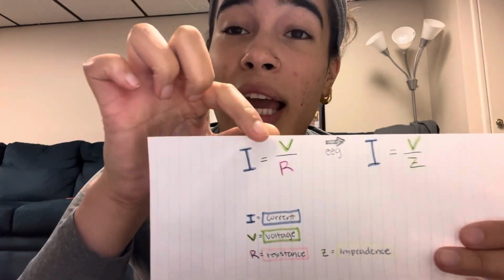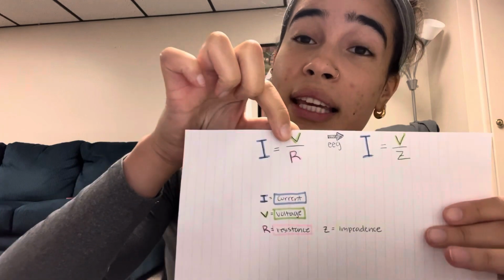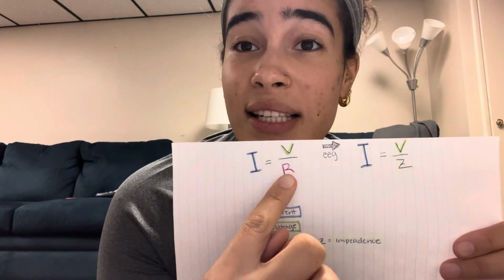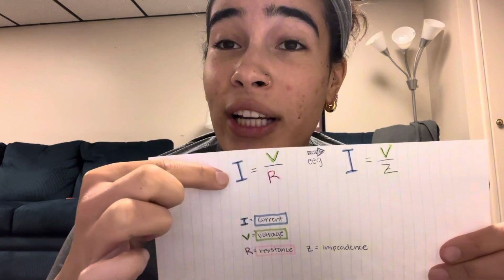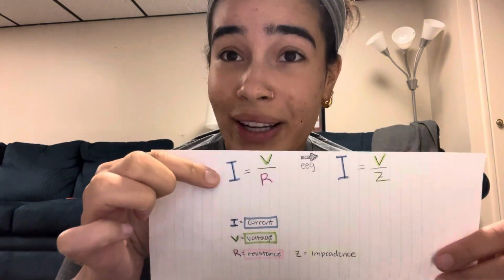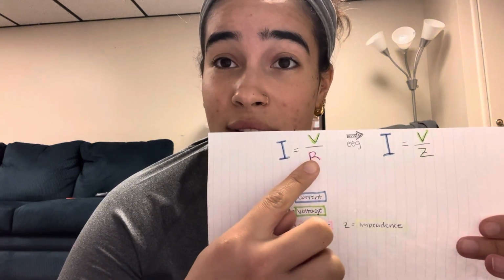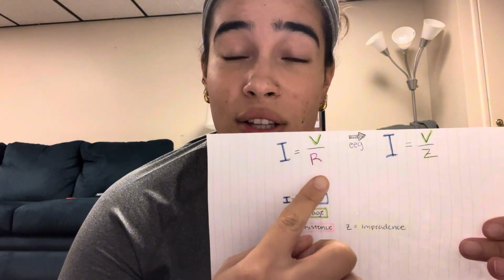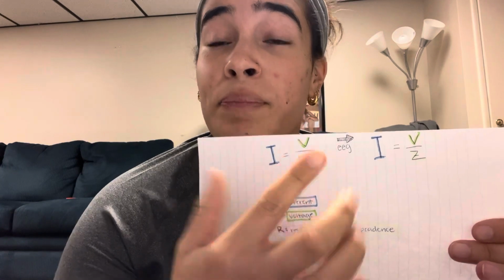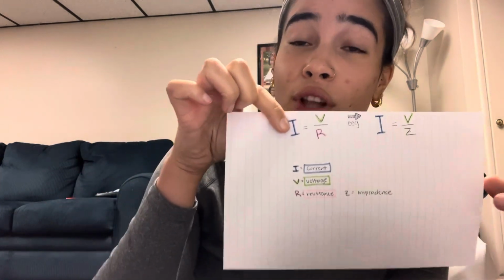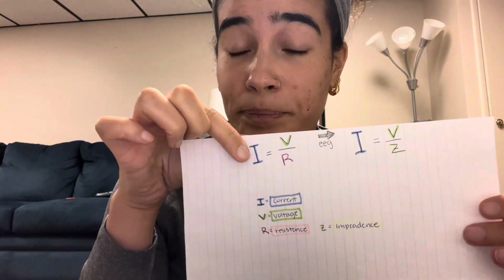So if our voltage, the electrical potential, increases, assuming our resistance stays the same, then our current, our flow of electrons, will also increase. But if our resistance increases, so if our opposition to the flow increases, assuming voltage remains the same, then our flow will decrease.